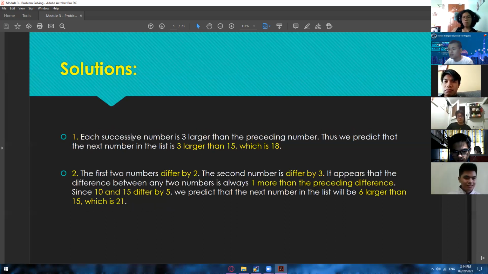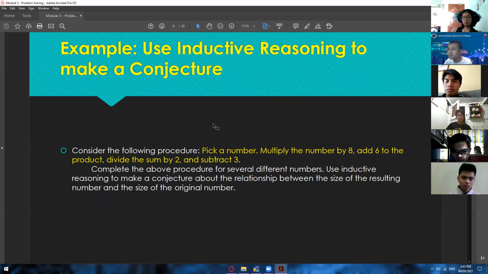All right, so here are the solutions. I will leave the reading part to you, but the correct answer is 18, and for number 2, it is 21. Let's have another example. Use inductive reasoning to make a conjecture. Consider the following procedure. Pick a number, multiply the number by 8, add 6 to the product, divide the sum by 2, and subtract 3.